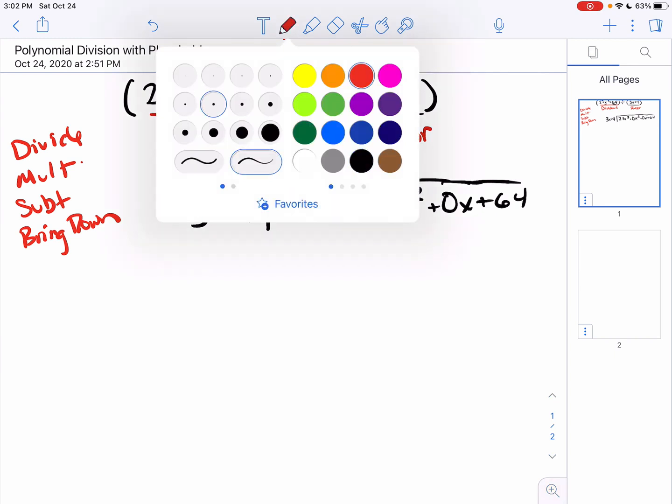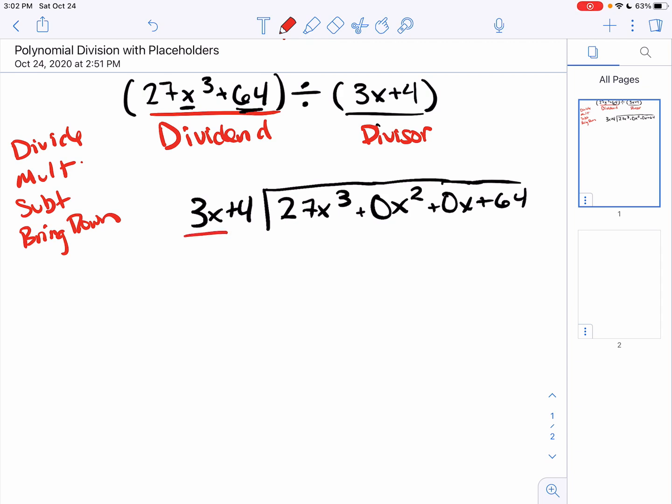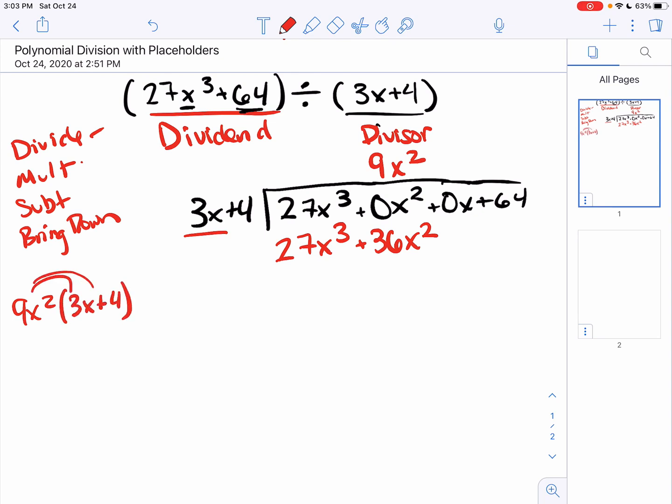Alright, so the same problem as before. How many times does 3x go into 27x cubed? 9x squared times. Because 9x squared times 3x is 27x cubed. We did our division. Now we're going to multiply. 9x squared times 3x is 27x cubed. 9x squared times 4 is 36x squared. Remember, when we're multiplying 9x squared times 3x plus 4, this whole divisor, we need to distribute to both terms.